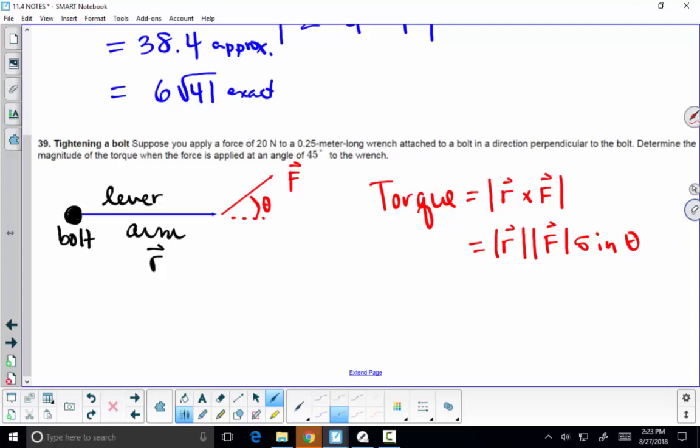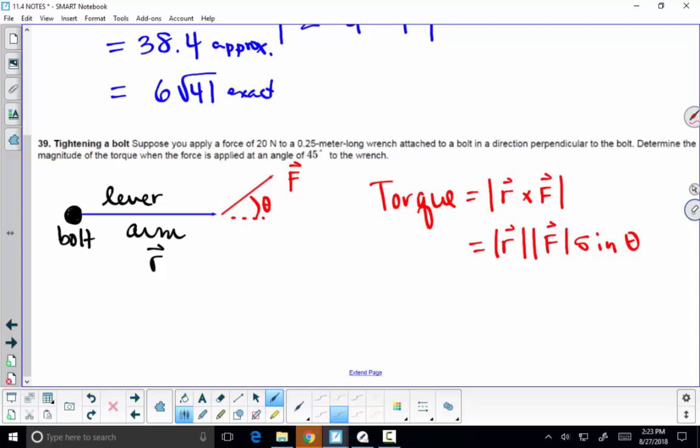What angle would give you maximum torque? 90 degrees. Right, because sine of theta has its largest value when theta is 90 degrees. Sine of theta fluctuates between -1 and 1, and its max value would be when theta is 90. So if we crank in that direction, that's going to give us the maximum torque on that bolt.